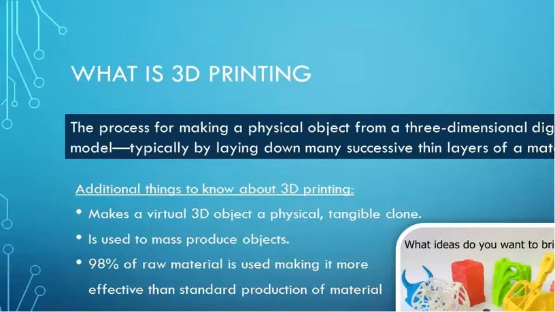3D printing is used to mass produce in some occasions. For the most part, people use molds or a deductive process for mass production. I'll get more into what that means later. But 3D printing is more ideal for mass producing any object because 98% of the raw material is used when you're doing 3D printing.